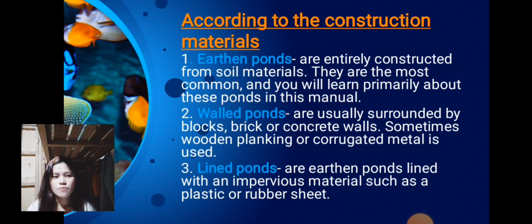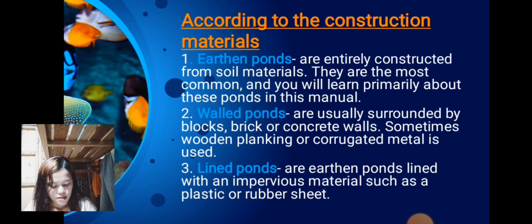So number 2, walled ponds are usually surrounded by brick or concrete walls. Sometimes wooden planking or corrugated metal is used. So when we say walled ponds, these are ponds that are enclosed or bordered by walls, typically made of materials like concrete, stone, or brick. These walls serve to contain the water within the pond and can provide structural support. Walled ponds are often used in landscaping and decorative garden design.